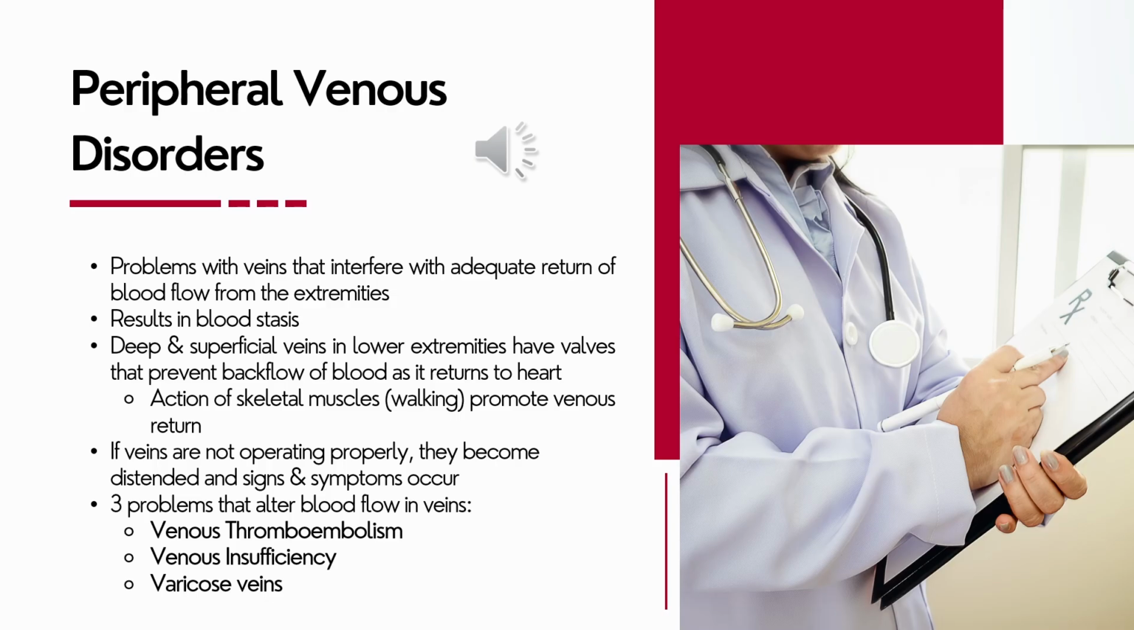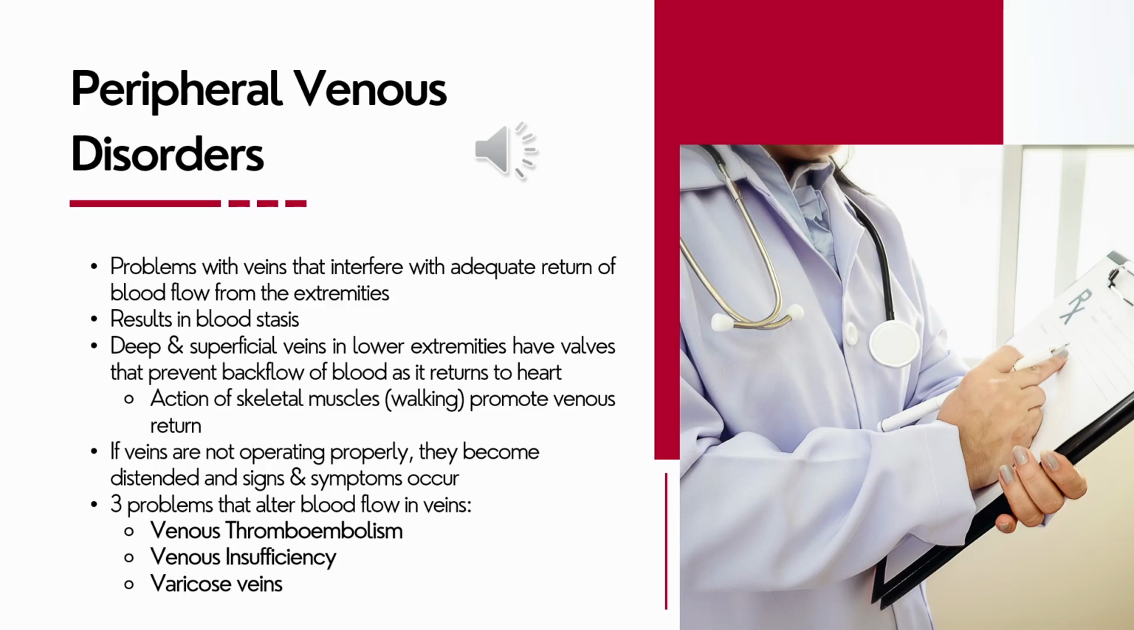And there are three primary conditions that can alter blood flow in the veins. We have venous thromboembolism, or VTE, venous insufficiency, and varicose veins. So a venous thromboembolism, this term encompasses, again, deep vein thrombosis. It also, kind of a play off of this, is a pulmonary embolism, or PE. So a DVT involves the formation of a clot deep within a vein, usually in the lower leg or the thigh.